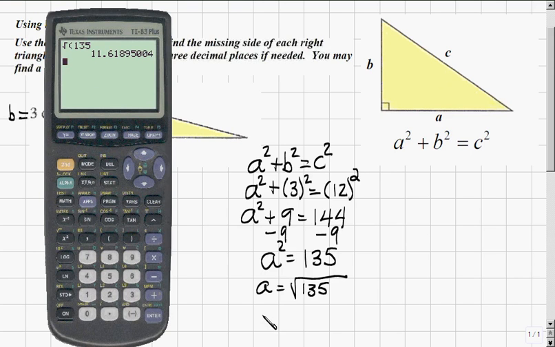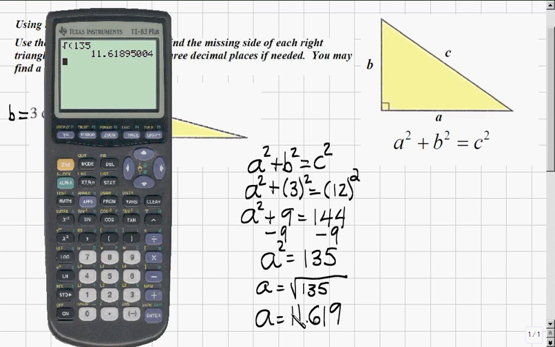So side A will become 11.619, rounding to our third decimal place. And if we think about it, 11.619 squared would give us 135.